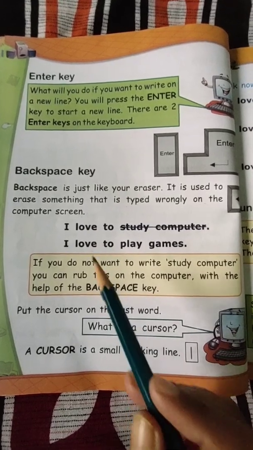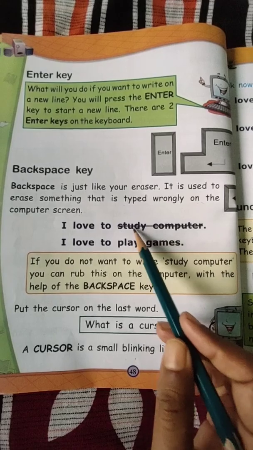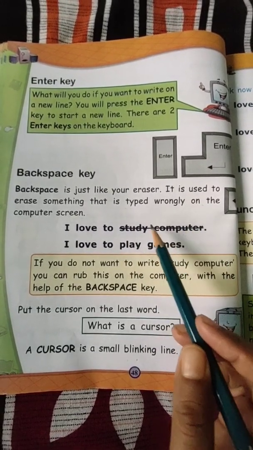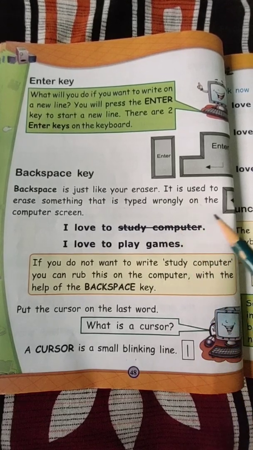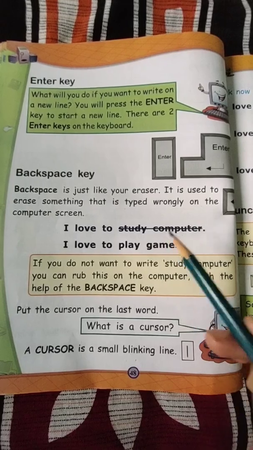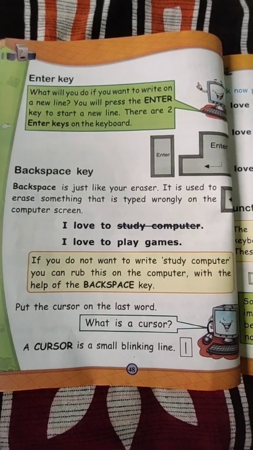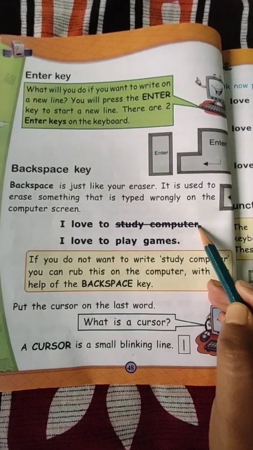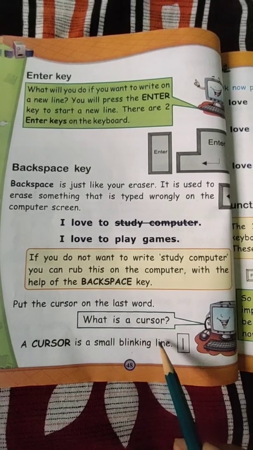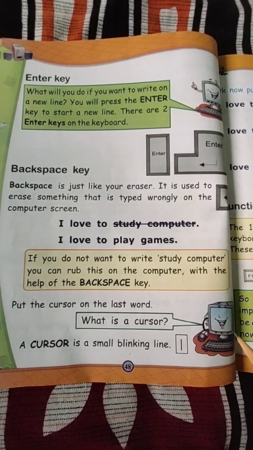For example, here the sentence I love to study computer is written. Instead of study computer you want to write play games. So you have to delete this, and using the backspace key you can erase it. Now how will you do this? First you have to put the cursor on the last word. Now what is a cursor, children? A cursor is a small blinking line. See, this is a cursor and it is displayed on the monitor screen.